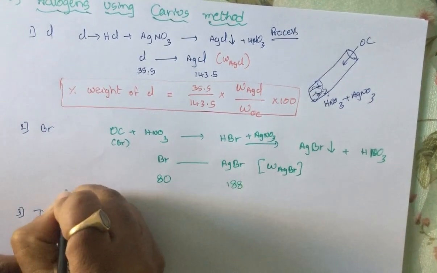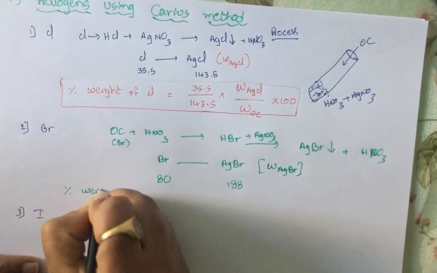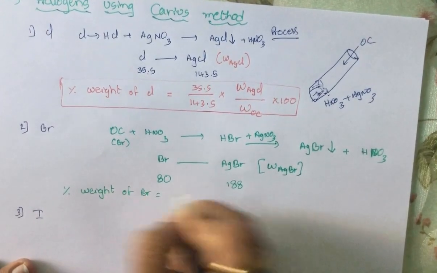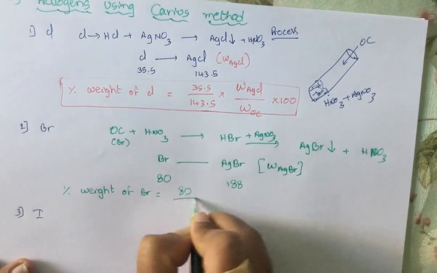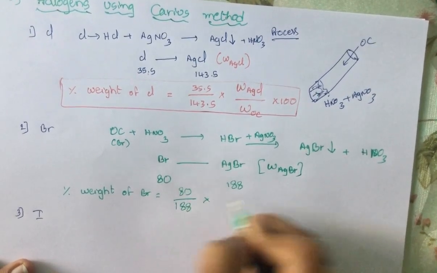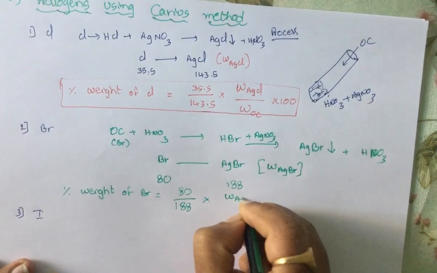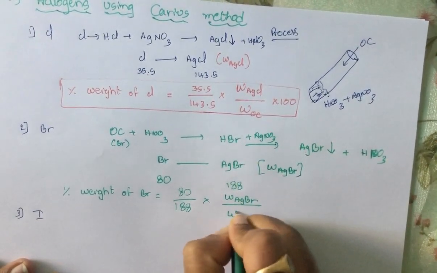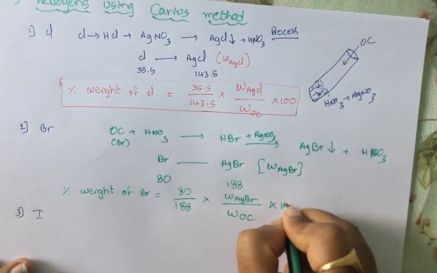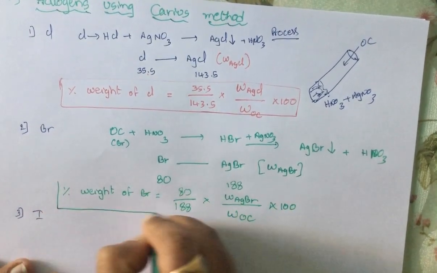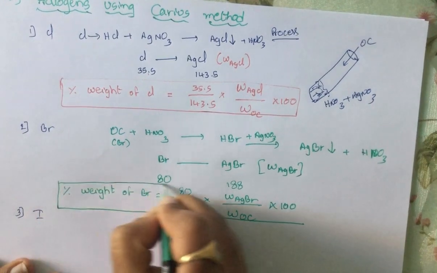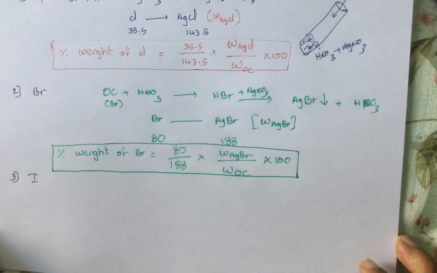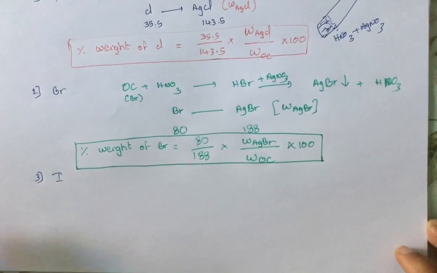So what is the formula for that? Percentage weight of bromine is equal to 80 divided by 188 multiplied by the weight of silver bromide that you got after doing this experiment, divided by the weight of the organic compound that you took initially, and multiply with 100, which is a percentage conversion factor. Use this formula to calculate the percentage of bromine.